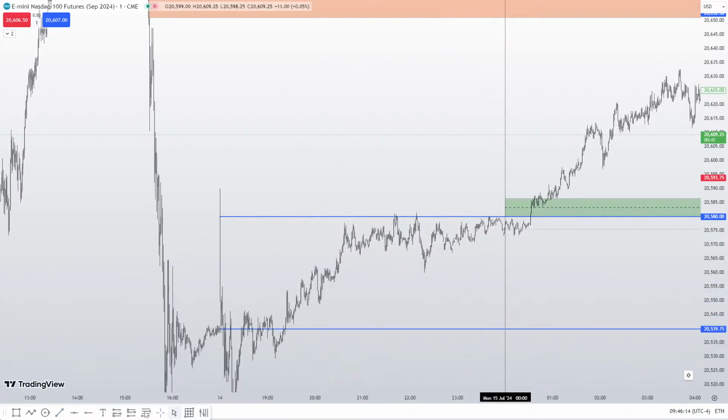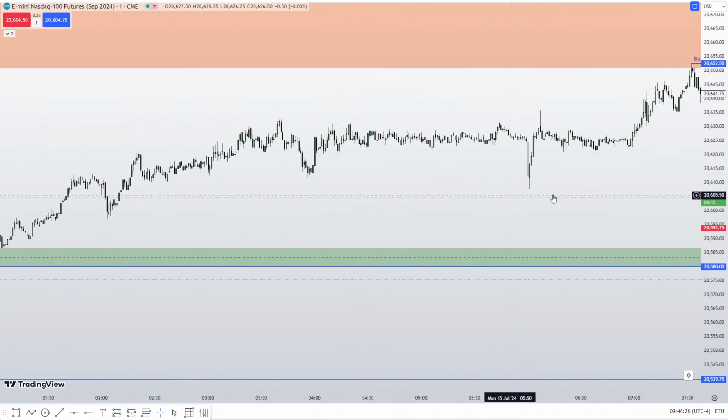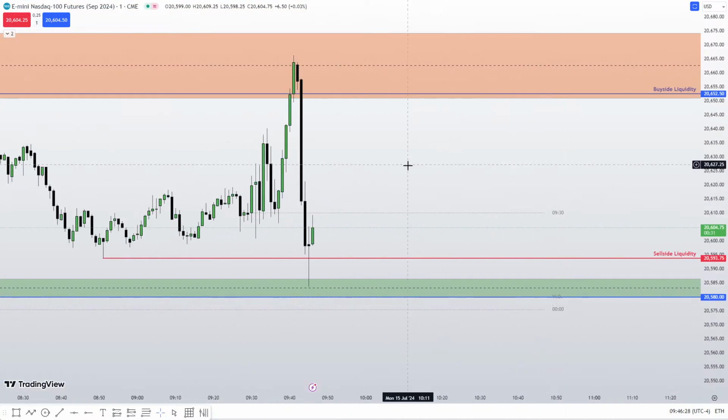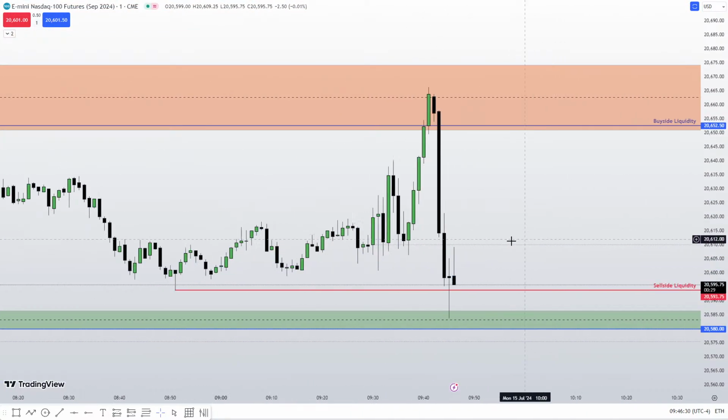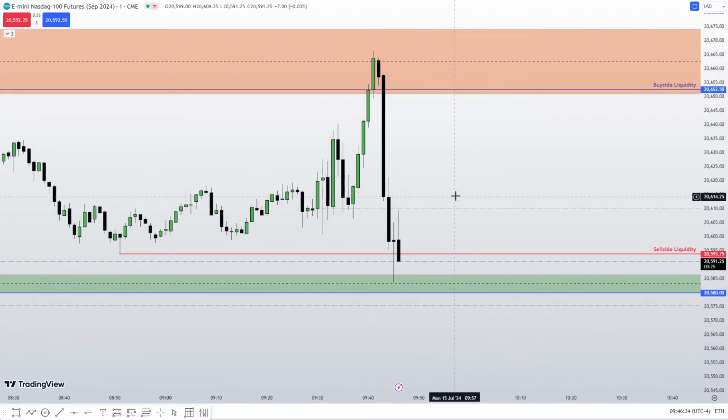There's also trend line liquidity here, so I think 20530 is important, like drawn liquidity for us. Okay, that's a nice entry here. That's a nice entry, but yeah, this is a risky one.